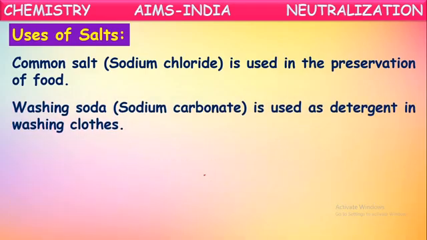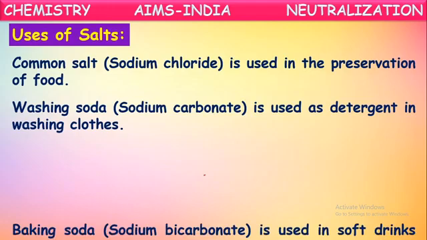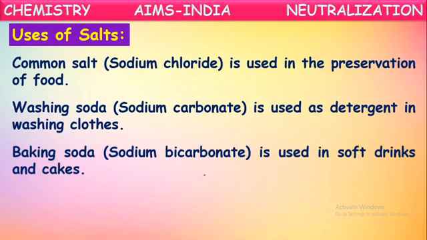Next, washing soda, which is chemically sodium carbonate. Washing soda is one of the salts. It is used as a detergent in washing clothes. Washing powders majorly contain this washing soda. One more salt, baking soda, which is chemically sodium bicarbonate. It is used in soft drinks and cake preparation. This sodium bicarbonate is used in making cakes and other food items. So this is baking soda, one of the salts.